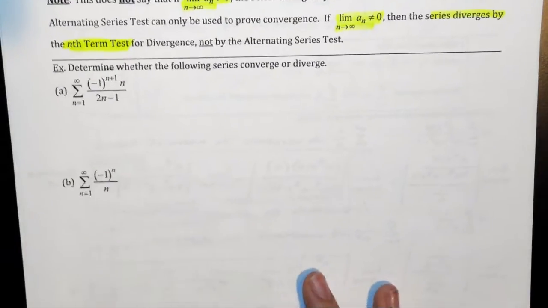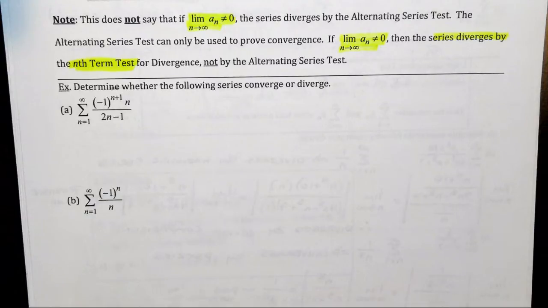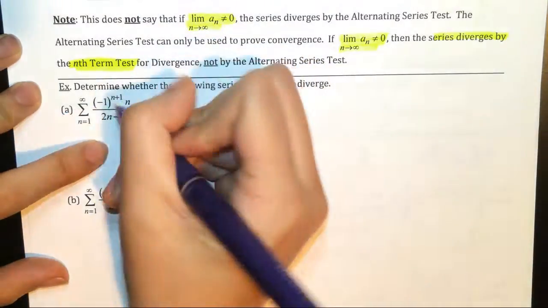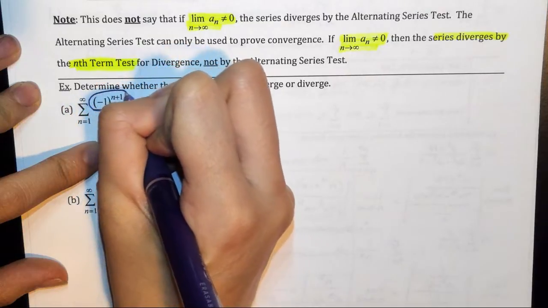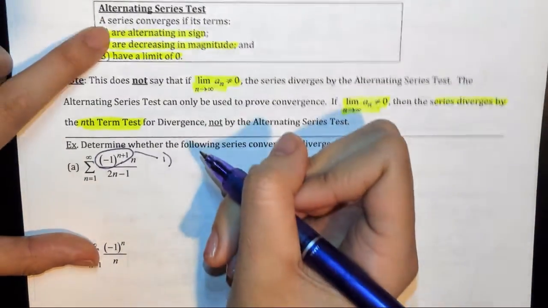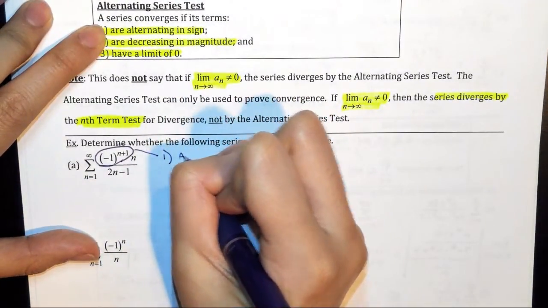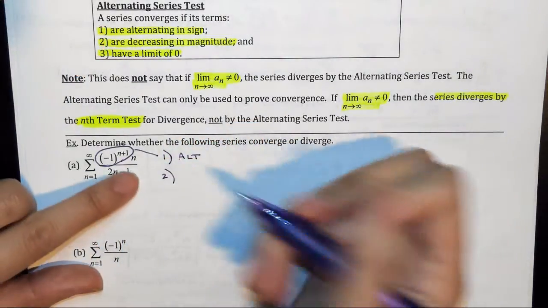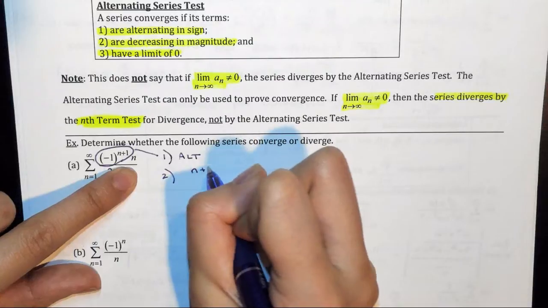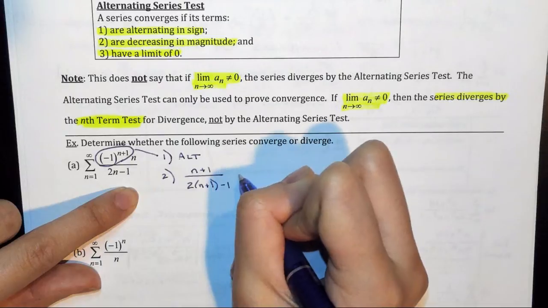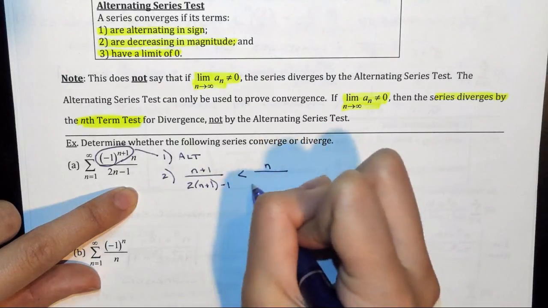All right, let's try an example. So determine whether the following series converge or diverge. -1 to the n plus 1, well, that section of our sequence is the alternating part, so it's alternating sign. 1, it is alternating. 2, what we need to prove is that the next term, n plus 1 over 2 times n plus 1 minus 1, is going to be smaller than the previous term.